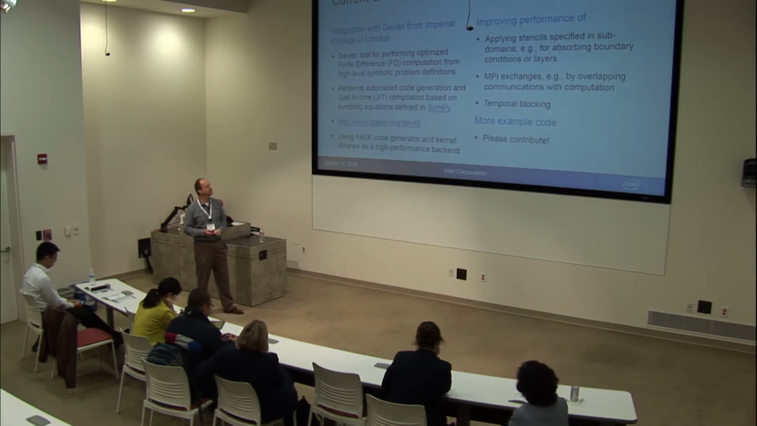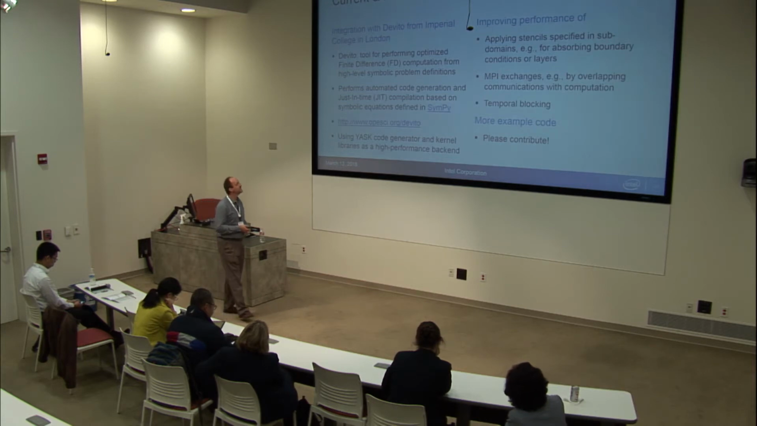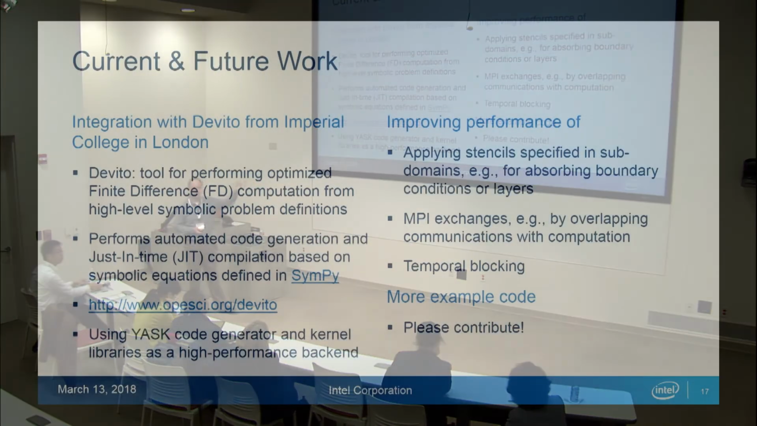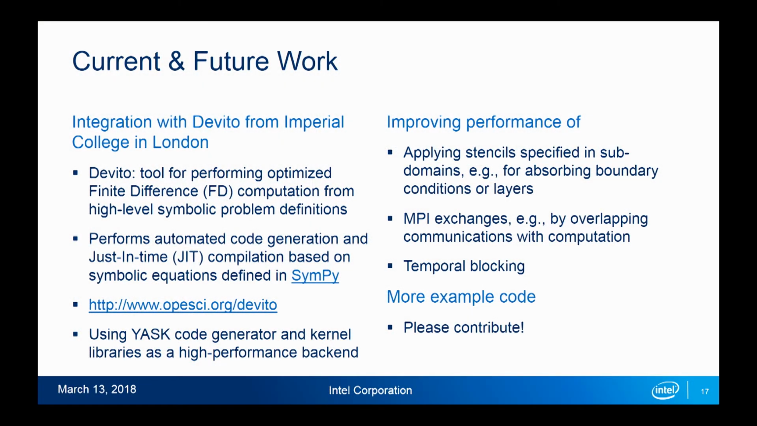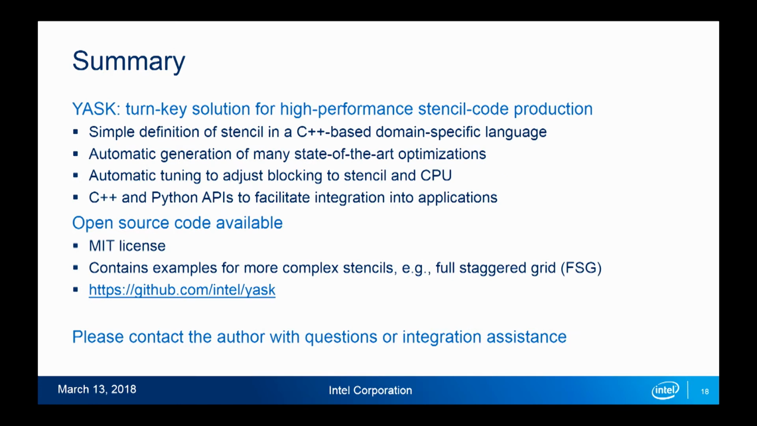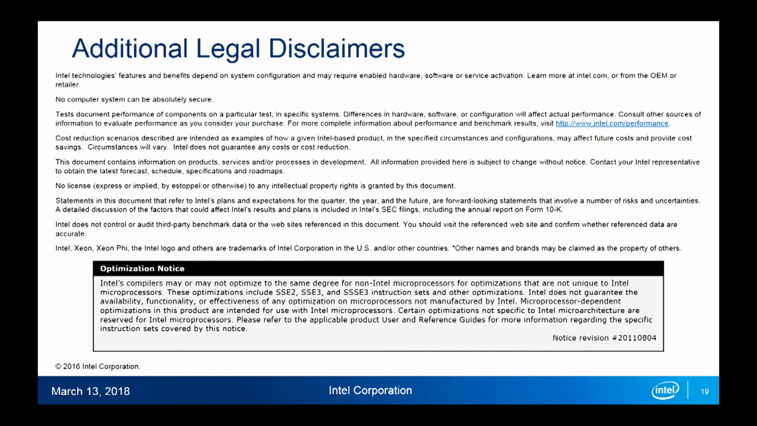Other things that we're doing is improving the performance of some of the existing features. You are able to calculate different stencils in subdomains, like for boundary conditions. We're improving MPI and temporal blocking. And I'd really like some more code, so if you want to play with YASK and code up a good VTI or a better TTI than the one I have, please do. I'd be happy to take it. So YASK is great. You can download it. Read all these legal disclaimers.